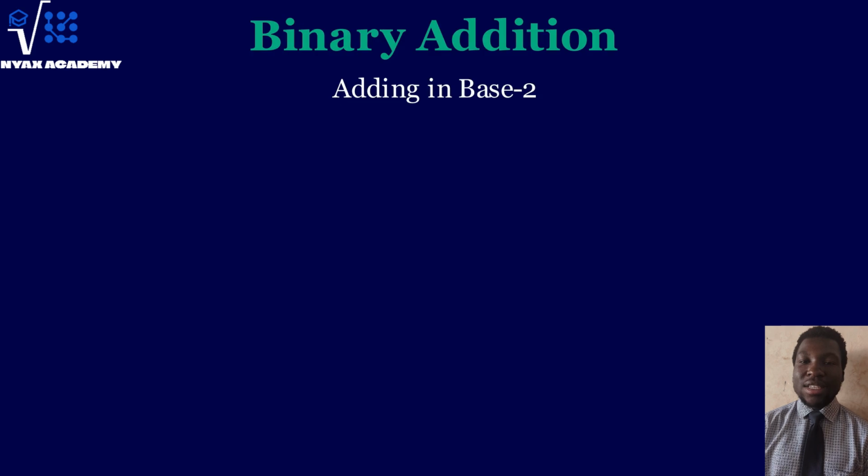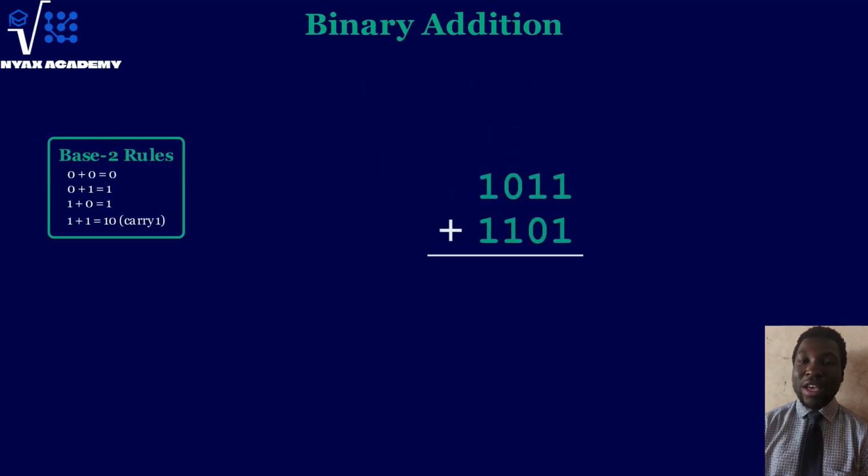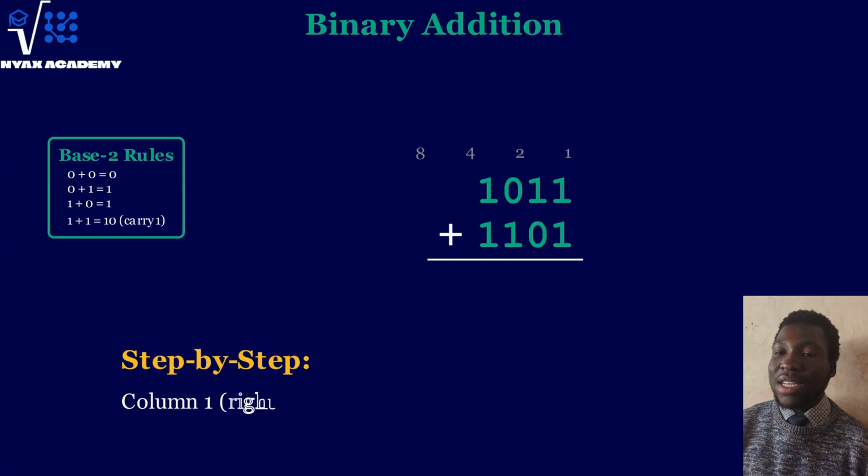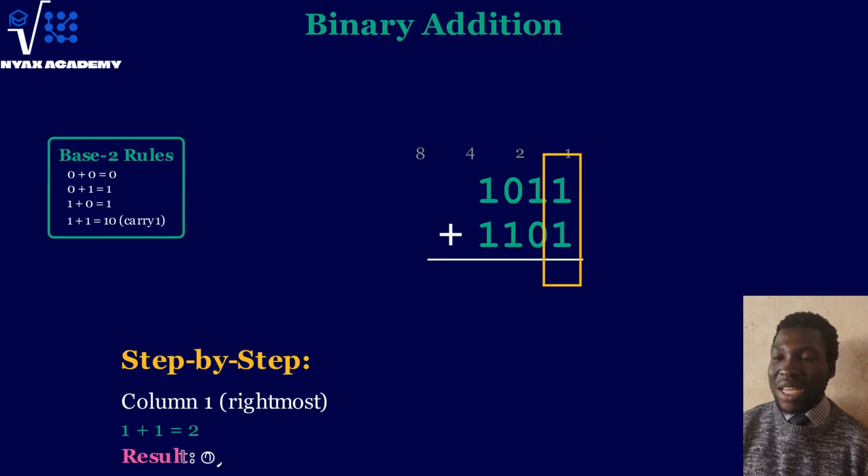Let's take a look at binary addition, adding in base 2. As we have discussed, binary can only represent 2 digits, 0 and 1. So there are certain rules that we follow when adding, but it's just the same as adding in denary. For binary addition, we start by adding the rightmost column where we have 1 plus 1.